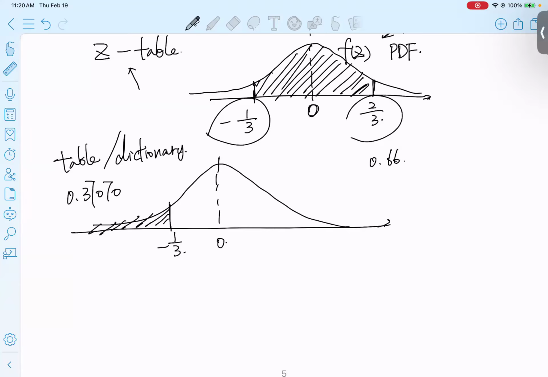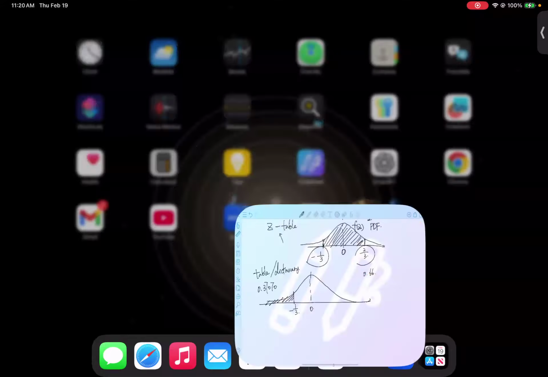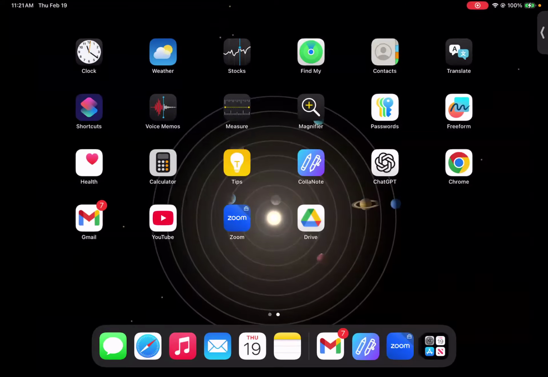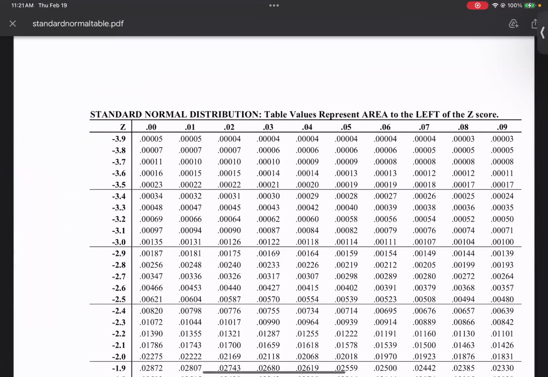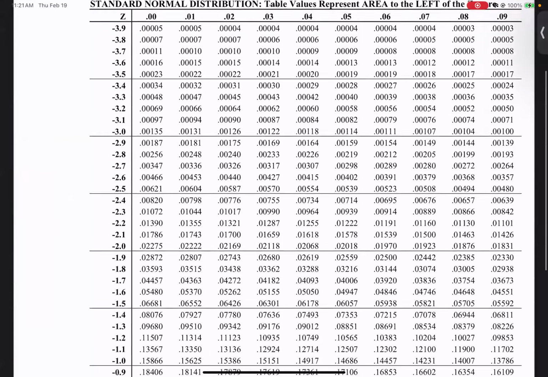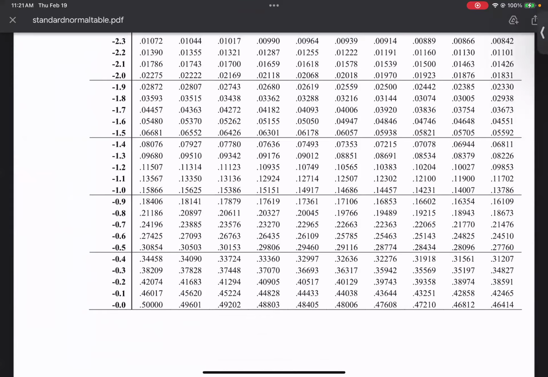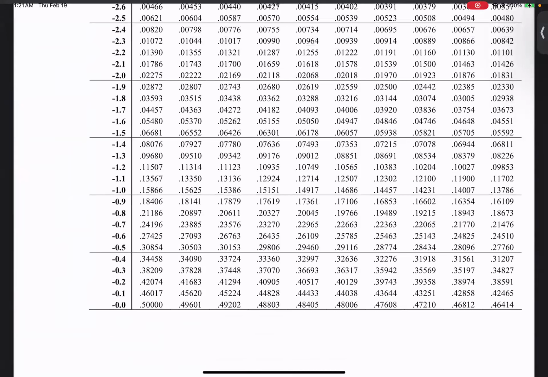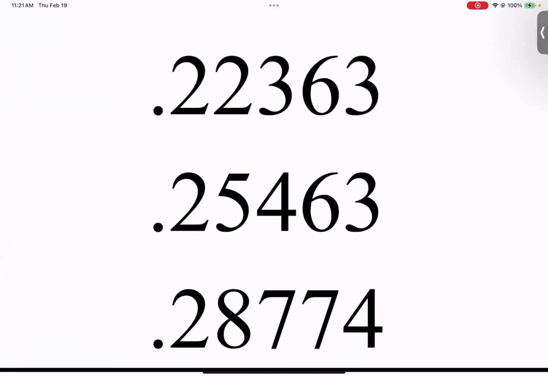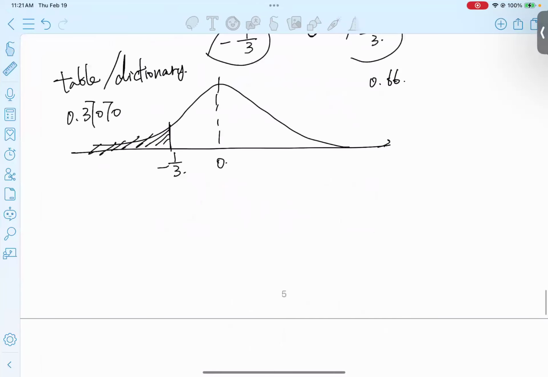Okay, now back to the table. What we have is 0.66. What we need is 0.66. We can see that this number is 0.25463. The other number that we get under this is negative 0.254.